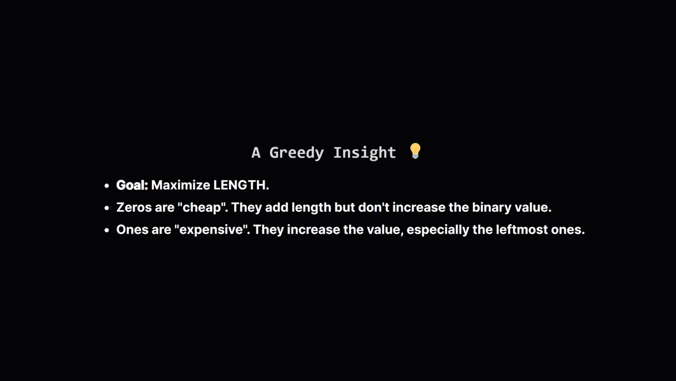Let's think about our goals. We want to maximize length. What contributes to length? Both zeros and ones. What contributes to the value of the number? It's really just the ones. This leads to a key insight. Zeros are our best friends here. We can add a zero to our subsequence, increase its length by 1, and it won't increase the binary value at all. So a good starting point for a greedy strategy is, let's just take all the zeros.